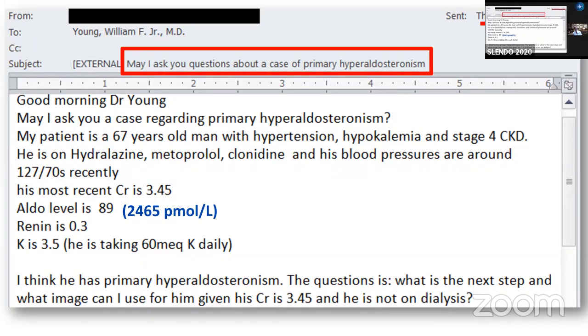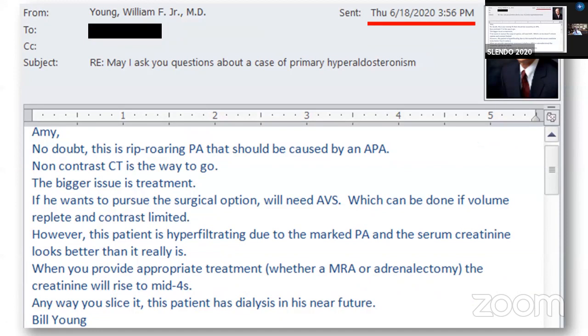I think he has primary hyperaldo. The question is, what is the next step? And what imaging can I use for him given his creatinine of 3.45 and he is not on dialysis? What I told Amy, no doubt this is rip-roaring PA that should be caused by an aldosterone-producing adenoma.